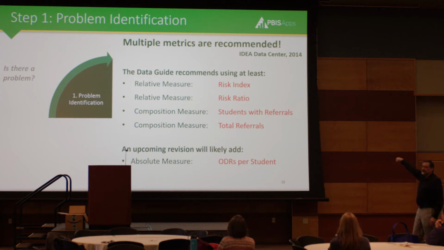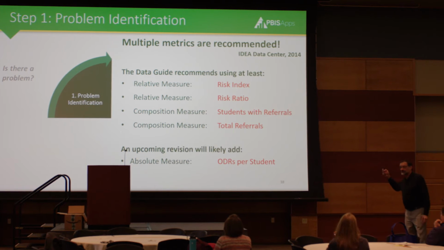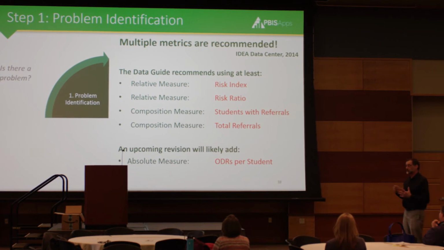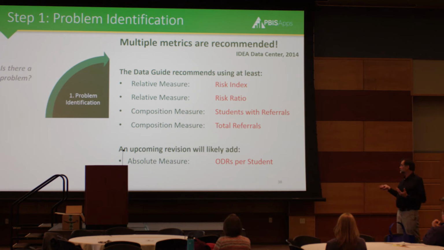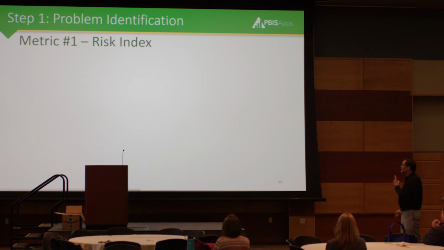The data guide recommends we use these top four: the risk index, the risk ratio. Those are relative measures. We're kind of comparing them to each other. And then some composition measures, because these will talk about what it looks like for this group compared to the proportion of the total school enrollment. So we'll talk about those as well. And when we rebuild and redo the data guide, we'll add this next one in here, an absolute measure.